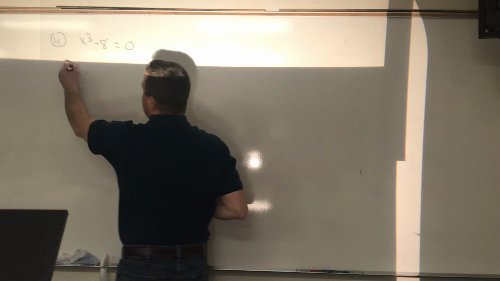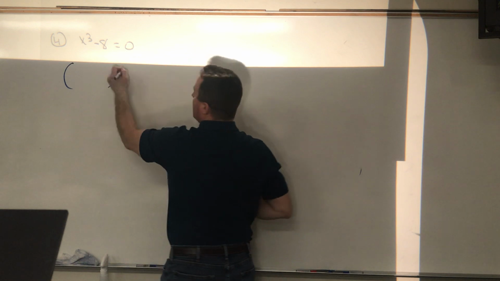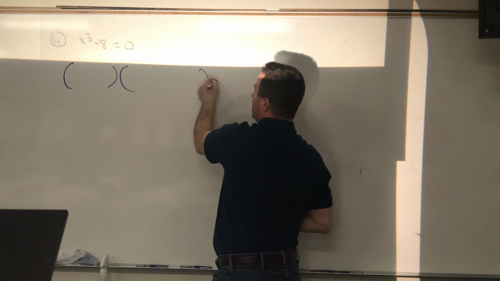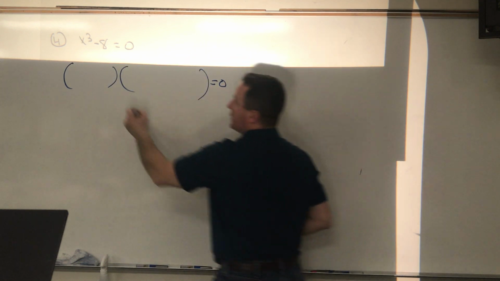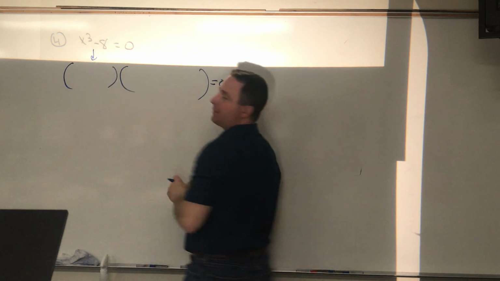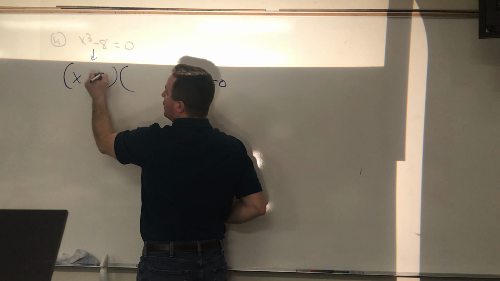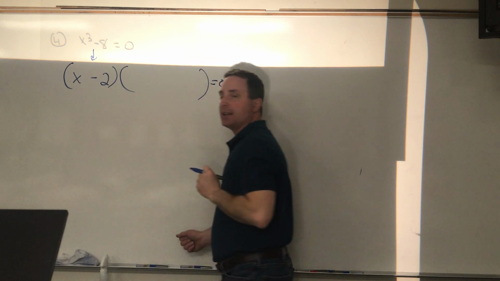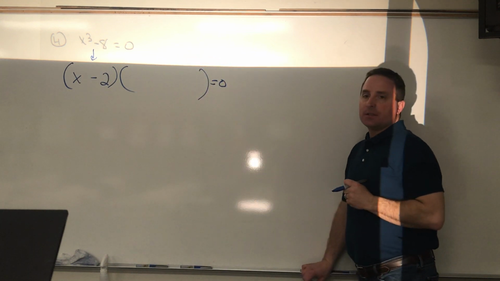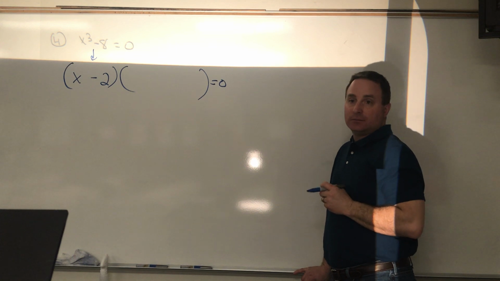If you remember, it has a little piece, and then it has a big part to it. What goes in the little part here is the cube root of each of those numbers. Well, the cube root of x cubed is x. The cube root of 8 is 2, and I keep the same sign. So that's how the first part factors.